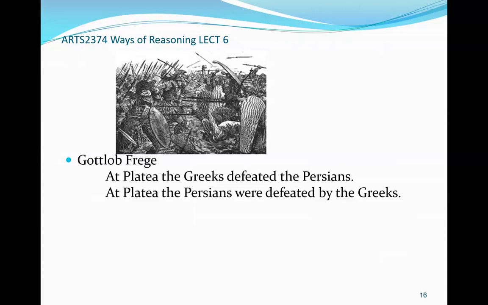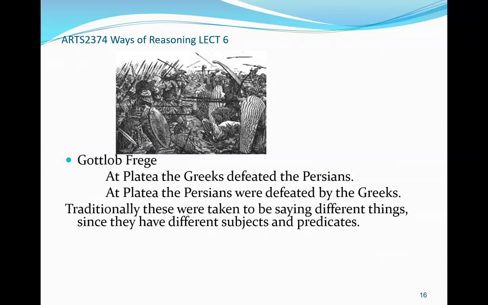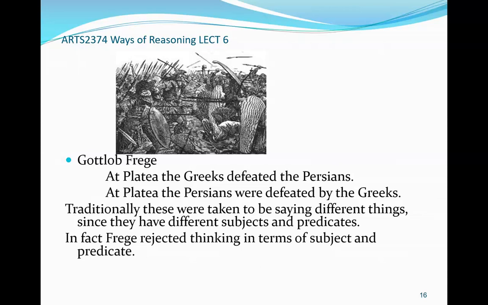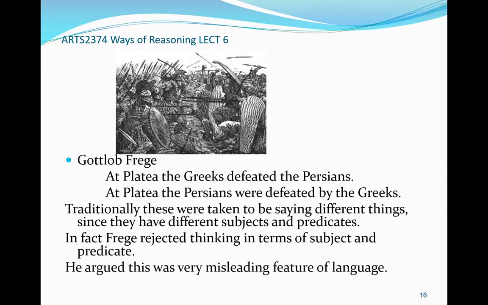Now, traditionally, and this is influenced again by Aristotle, these are taken to be saying different things because they have different subjects and predicates. The first one has the Greeks as the subject, the second one has the Persians as the subject. And traditionally, these were saying different things about different things. Frege rejected thinking in terms of the grammatical subject and predicate as being the logical subject. And he argued this was actually a very misleading aspect of language.